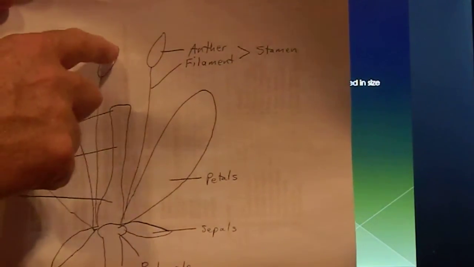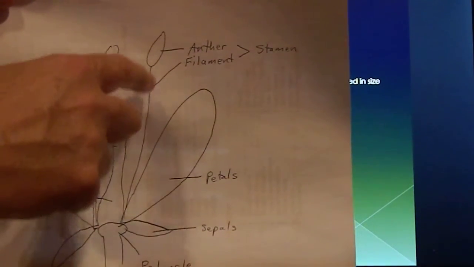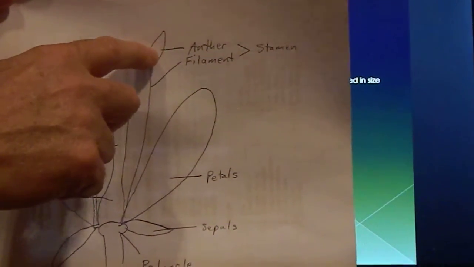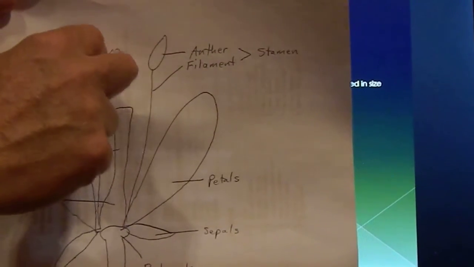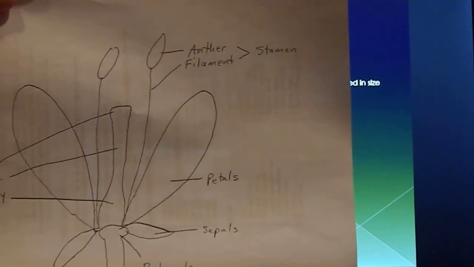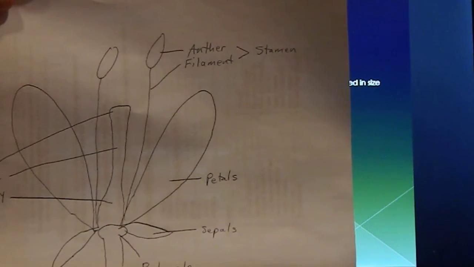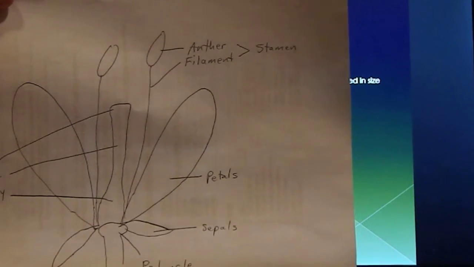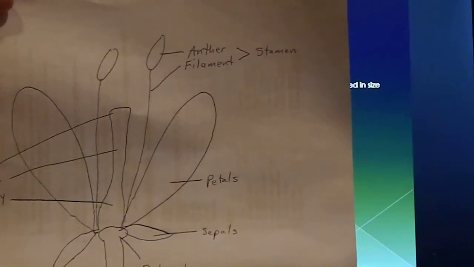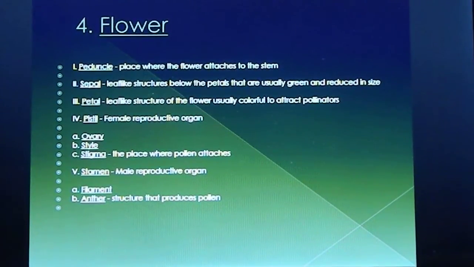We have these long structures. These are the stamen, right? And then we have the anther. That's the thing at the top that makes the pollen, and then the long structure that holds that anther up where the pollinators are is called the filament. Together they make the stamen.